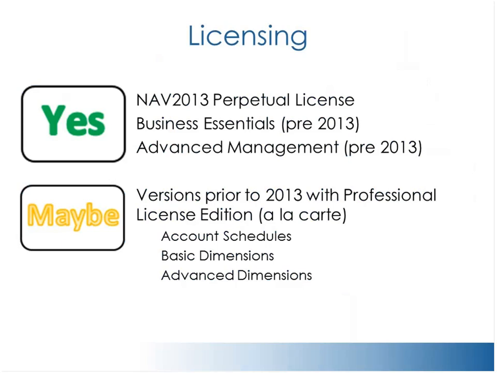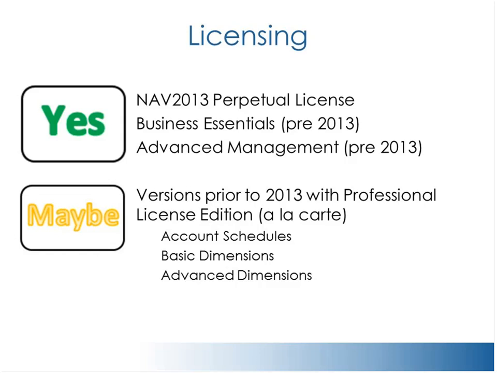The licensing can get a little bit confusing if you're in a version that's prior to NAV 2013. So you do have account schedules and dimensions related to account schedules if you are on 2013 with the perpetual license, which most people in the newer versions will be. If you are in a pre-2013 version, you will have licensing for account schedules as well as dimensions as long as you have a Business Essentials license or an Advanced Management license.